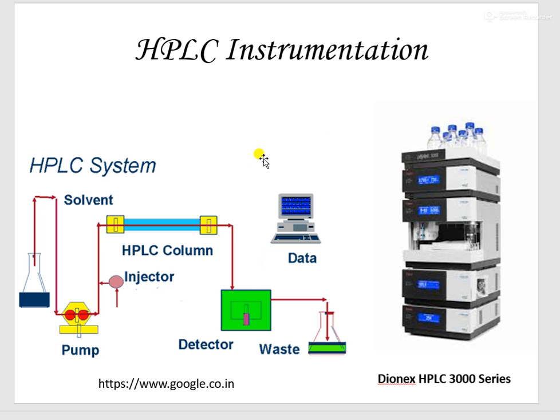This is the instrumentation of HPLC system. You require a solvent reservoir to contain mobile phase. Then a pump will be there for flow of mobile phase from one end to another, or flow of mobile phase through this column. Then an injection system for sample, that is also known as sample introduction system. Column is the heart of any chromatography where actual separation takes place, and of course a detector for detection of any signal. This is the image of Dynix HPLC 3000 series.